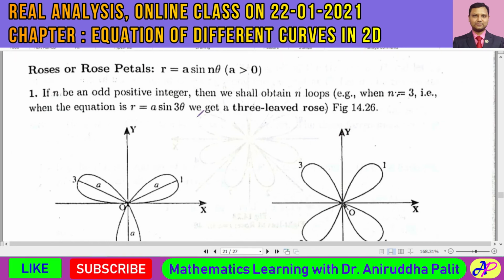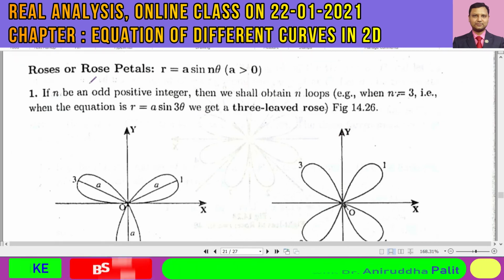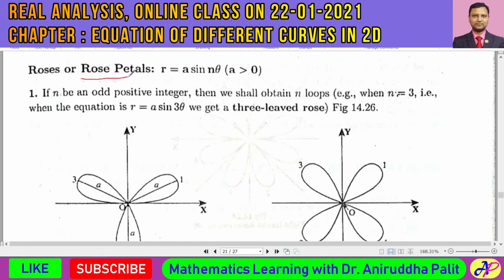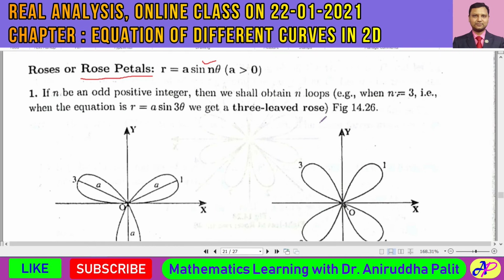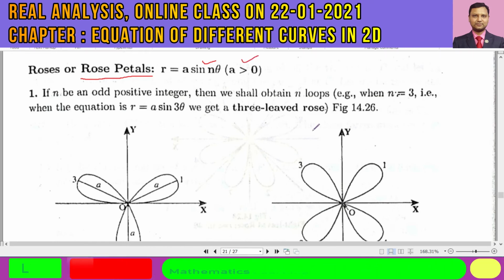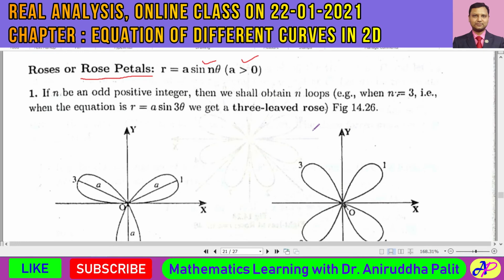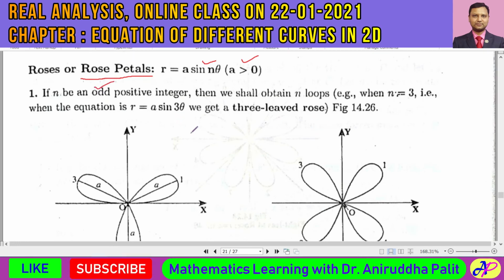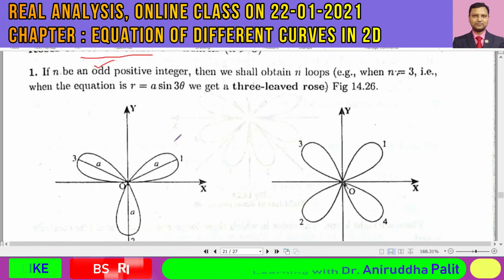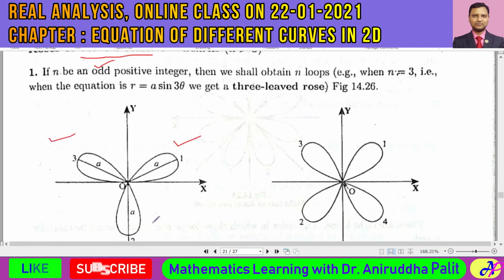This is a particular kind of curve called the rose petals. You would get this kind of curve in subsequent problems. It says that r is equal to a sine of n theta, where a is greater than 0. It can be shown that whenever n is an odd positive integer, it would have n number of loops. These three are called loops.